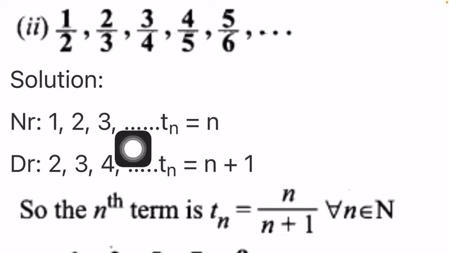So the numerator is n for the general term. For the first term it is 1, second term 2, third term 3. So for the nth term it is n. In the denominator, for the first term we have 2, for the second term we have 3, for the third term we have 4. So the denominator is n plus 1. So the nth term an is equal to n divided by n plus 1, for all n belonging to N. This denotes for all.